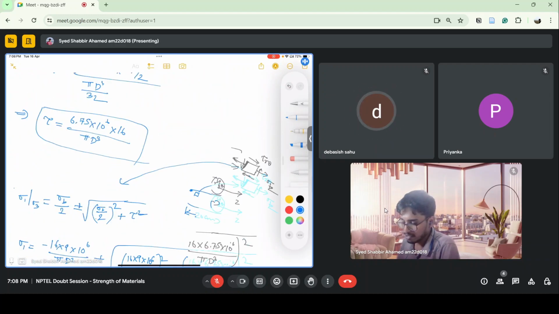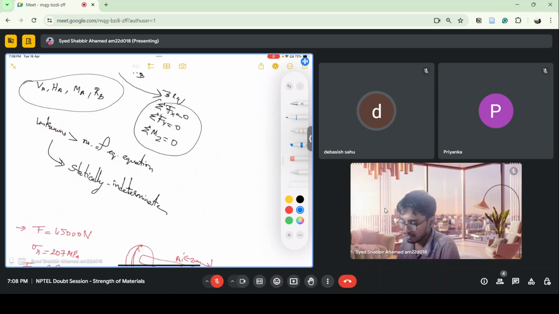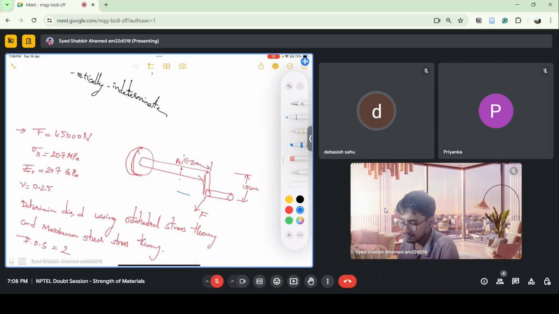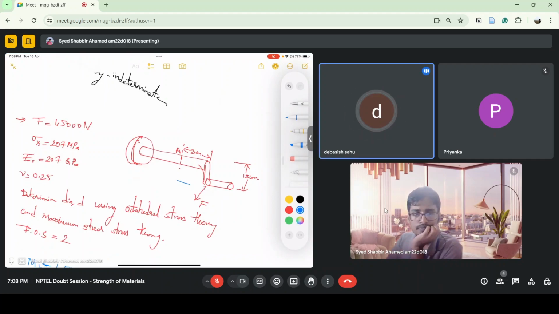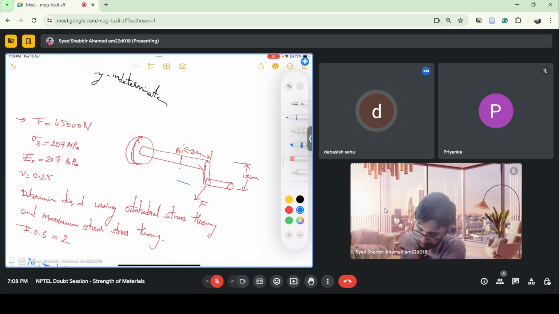Okay. So Priyanka has joined. I'll briefly explain what we have done. So here the force is acting, so we also take another moment there. When we transfer the force to this big shaft, that's why we have got the bending moment and also the torsion moment, right?